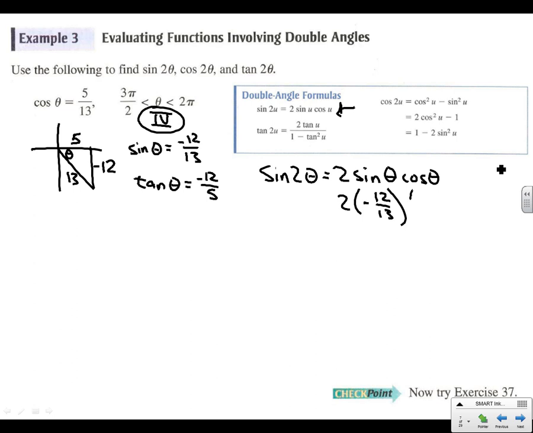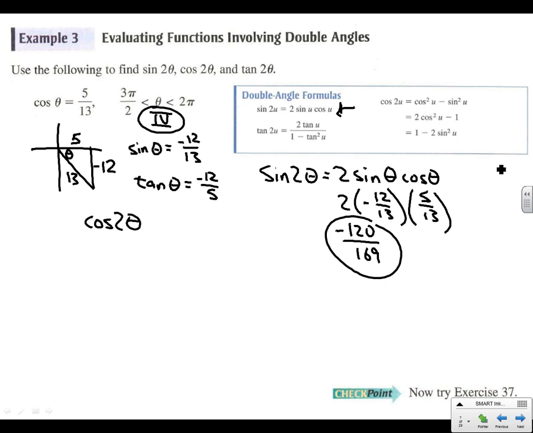Cosine is 5 over 13. And 12 times 5 is 60, times 2 is 120, so negative 120 over 169. If we did cosine of 2 theta, in this problem we're using theta, and on this one it really doesn't matter which one we use. We could use the first, second, or third one. So let's just go ahead and use the first one.